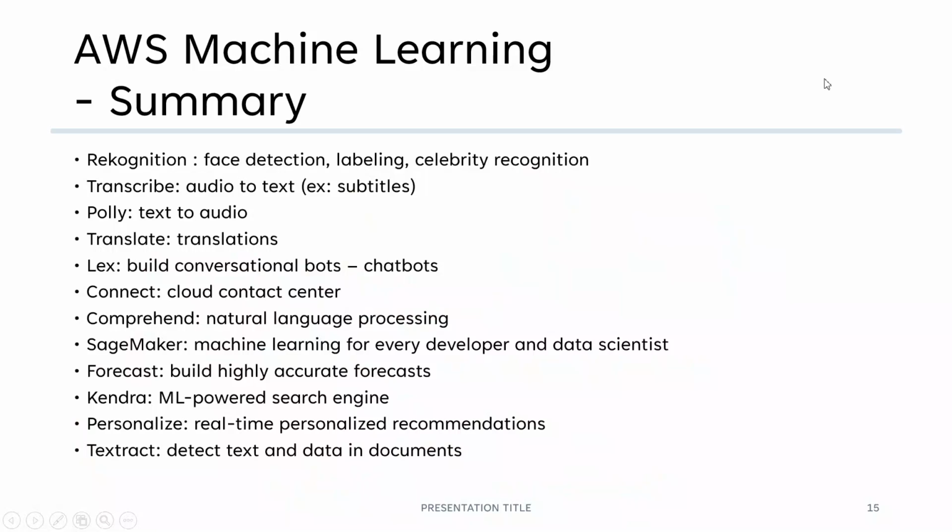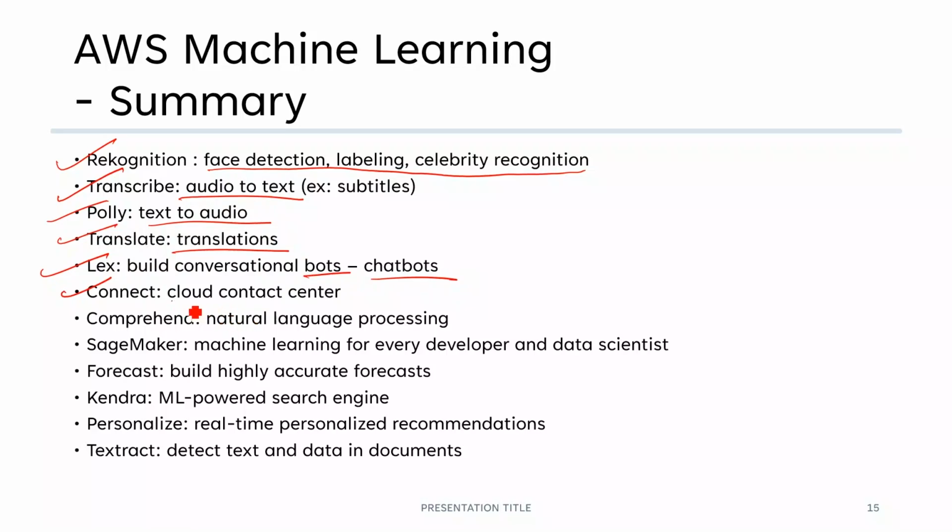So we have covered mostly all the services which are required for your exams and for general knowledge about AWS machine learning. We have covered all these services like Rekognition for face detection, labeling, celebrity recognition, any kind of image or video recognition. Transcribe is audio to text, right? Polly is text to audio, just the opposite. Translate is for translations. Lex is for bots or chatbots.